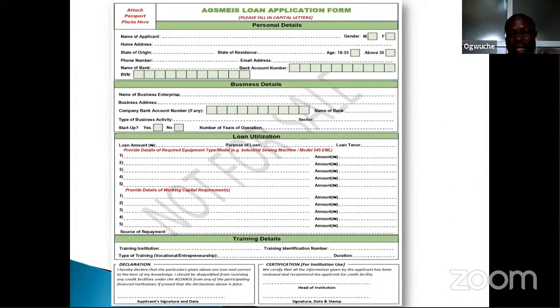All right, so the last section now is the training details. The training details. Here, training institution, Sidron Nigeria Limited is a training institution, training identification number.